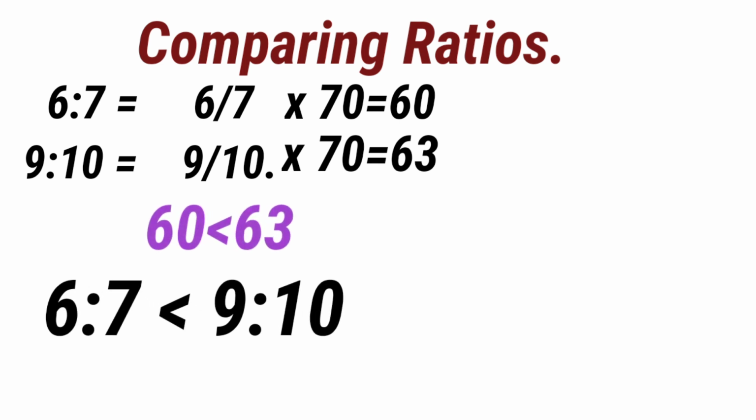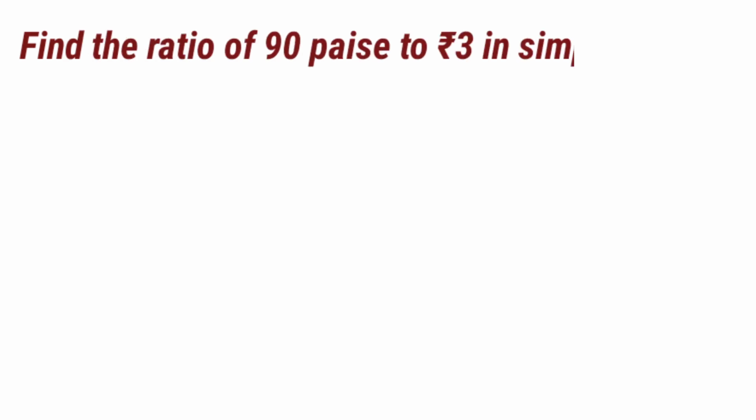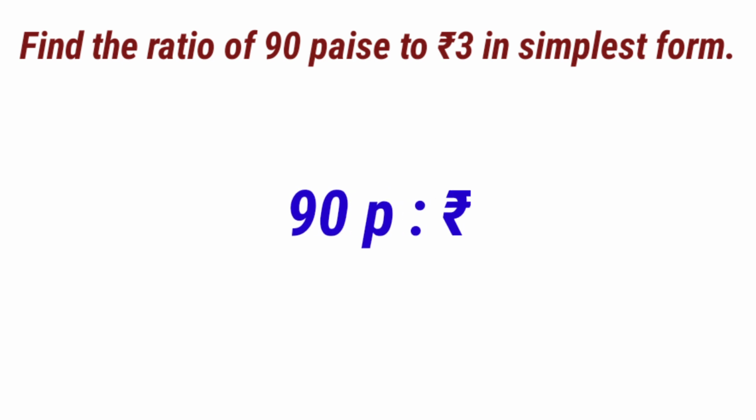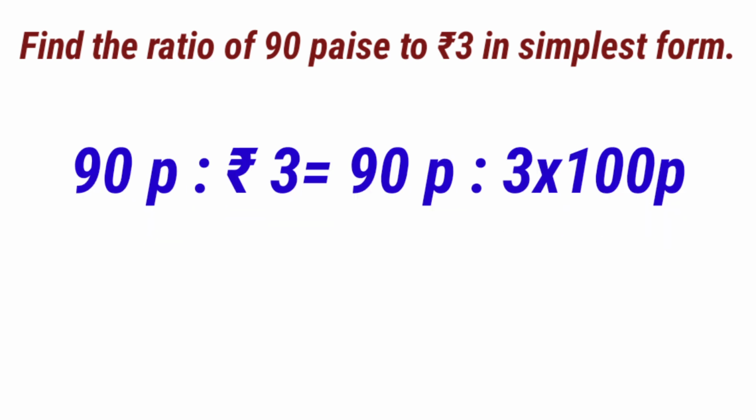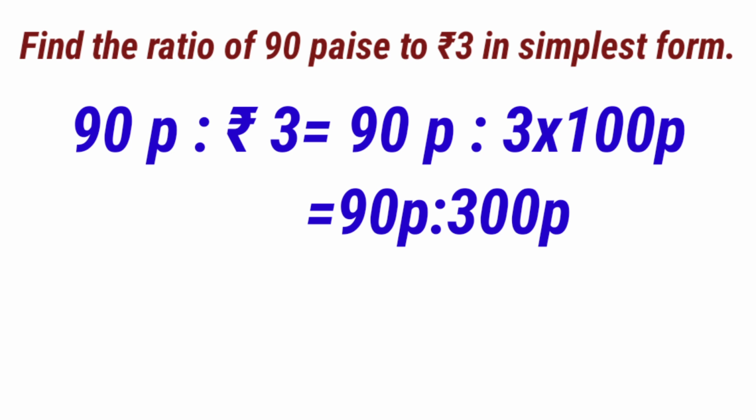If we have different quantities, different values, let us see how to find out. 90 paise to rupees 3. 90 paise and rupees 3 have different values, so make them into the same value. That means 3 multiplied by 100 paise, so that we have 90 paise is to 300 paise. So both in the simplest form, that is 3 is to 10. Ratio must always be in simplest form.